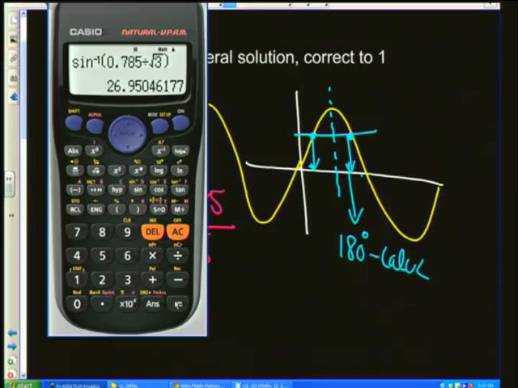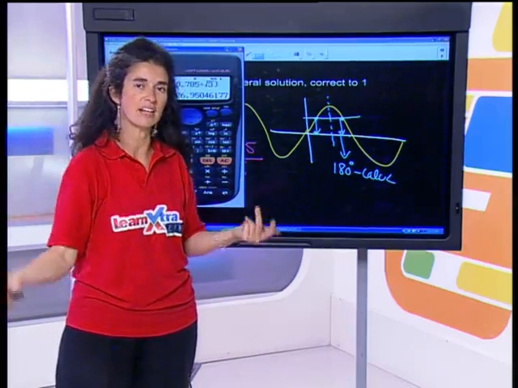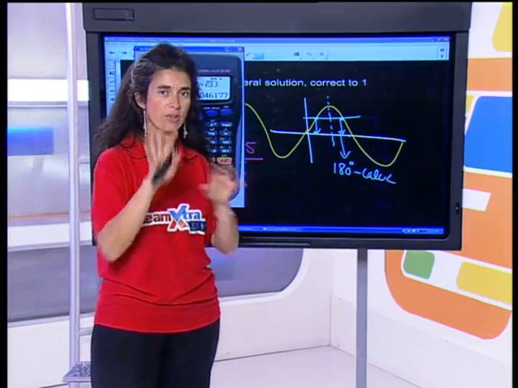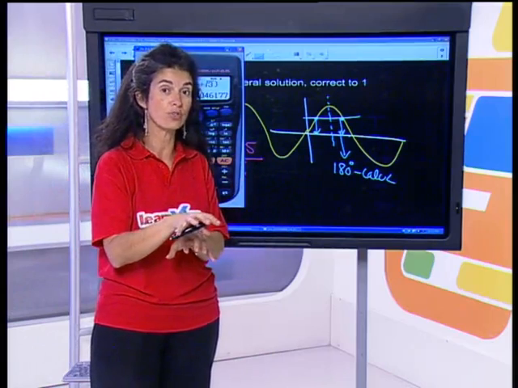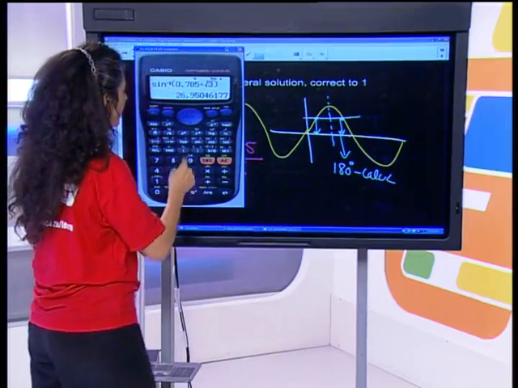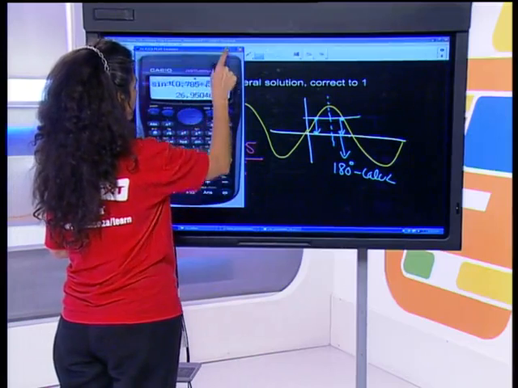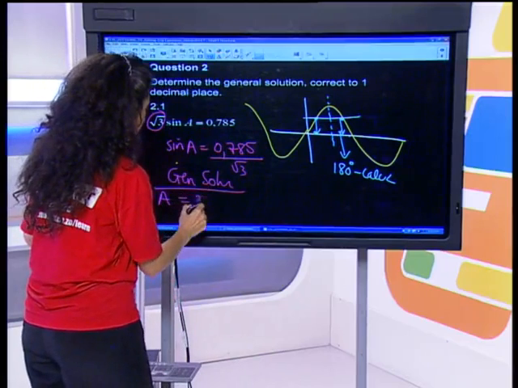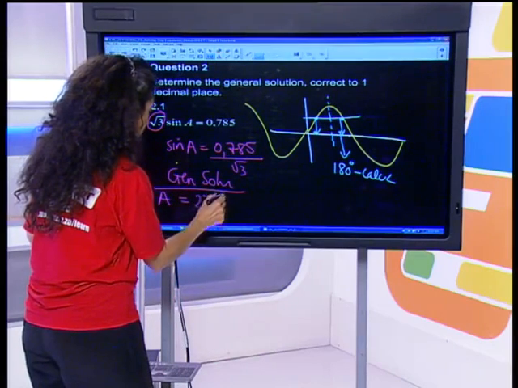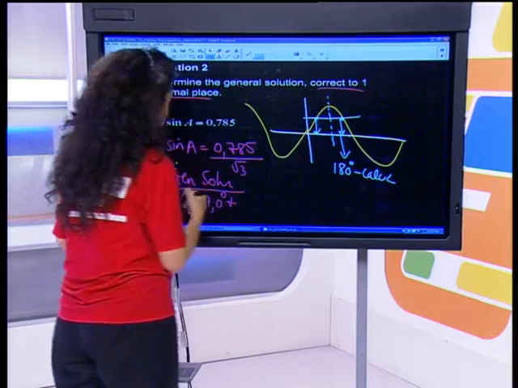When sine is negative, it's going to give us the fourth quadrant angle. When cos is negative, it's going to give us the obtuse angle. And when tan is negative, it's going to give us also the fourth quadrant angle. So we need to know the cases for the negative ratios, what is being programmed into the calculator. So it's 26,95, which really rounds up to 27 degrees. So A is 27,0 degrees plus, it says correct to one decimal place, so you must show the decimal place.